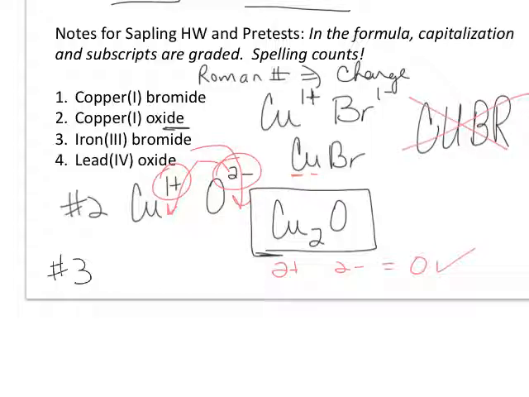Number 3 is iron. You should recognize it as transition metal Fe. It's the most stable element in the universe. And the charge here in Roman numerals will be a 3 plus.